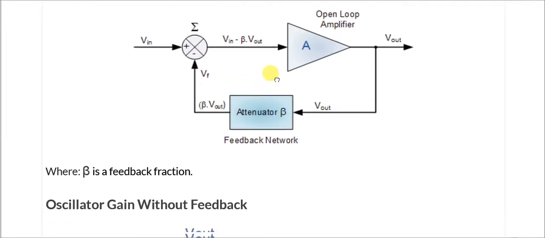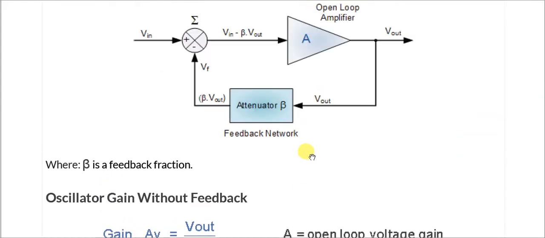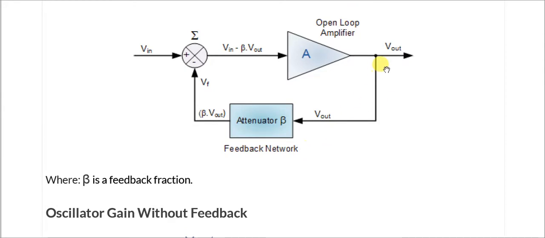The gain without feedback is given as AV equal to V output divided by V input. Let me show you. Here is the gain, output divided by input. This is the actual amplifier gain. This input is supposed to go in here, but what we do is introduce a mixing network over here, which adds the feedback signal to the input and feeds it to the amplifier.